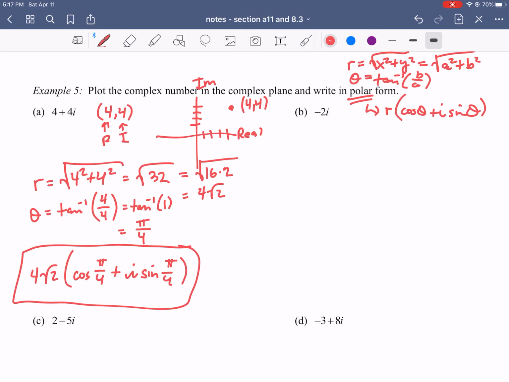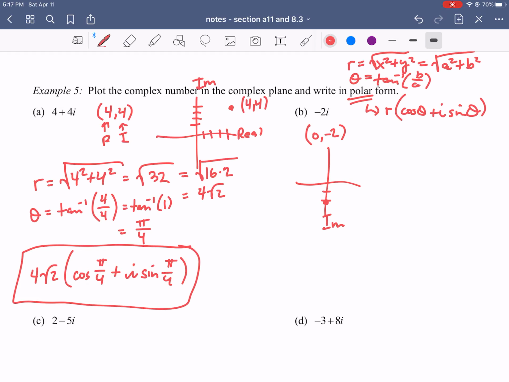Okay, in letter B, this one's actually going to be a little bit easier to do. So negative 2i, what would you say is the real part of that number? Well, hopefully you said 0, because there is no real part. There's only an imaginary part: (0, negative 2). And so when we go to plot this, we're going to go on the imaginary axis down 2 and plot our point right there.